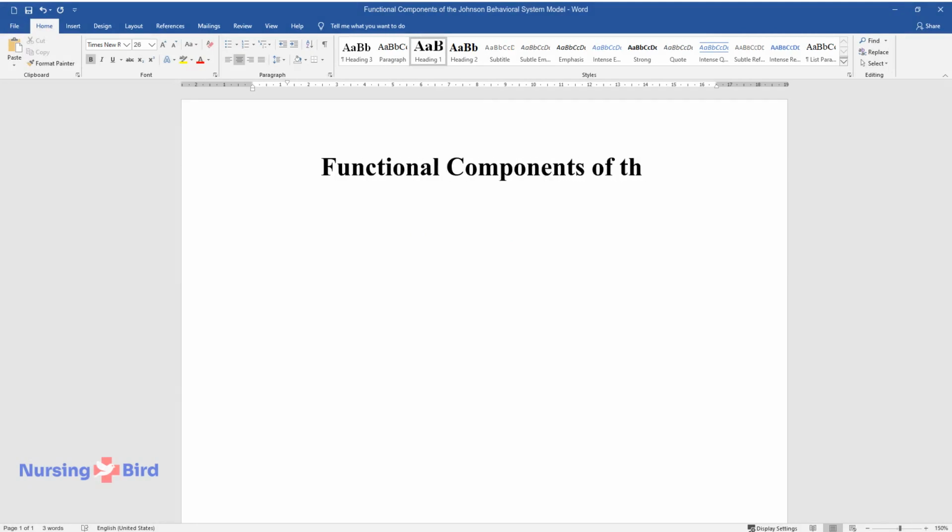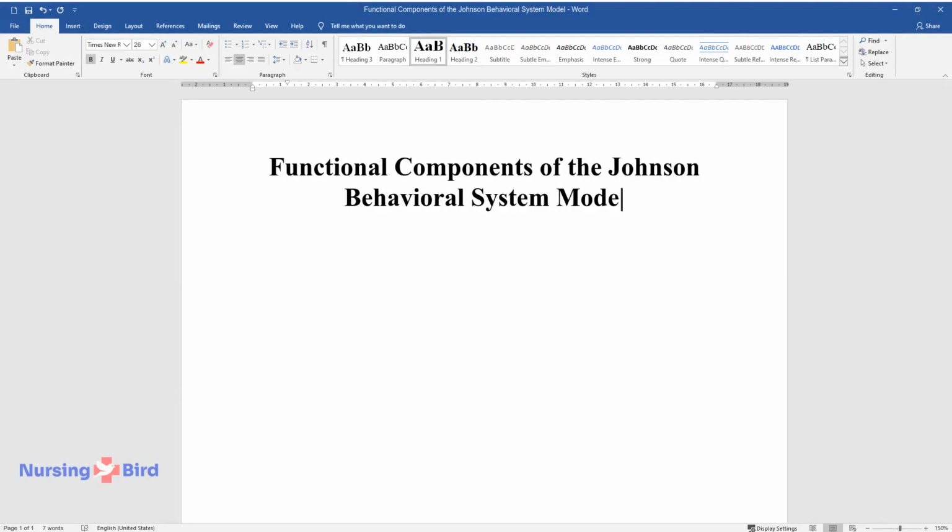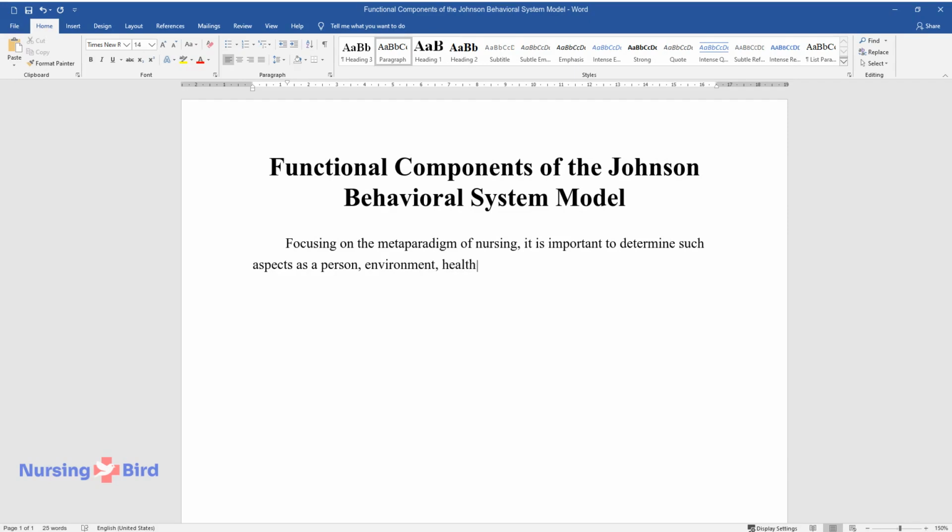Functional components of the Johnson Behavioral System Model. Focusing on the meta-paradigm of nursing, it is important to determine such aspects as a person, environment, health, and nursing. These aspects form the base for the functional components of any nursing theory and conceptual model.